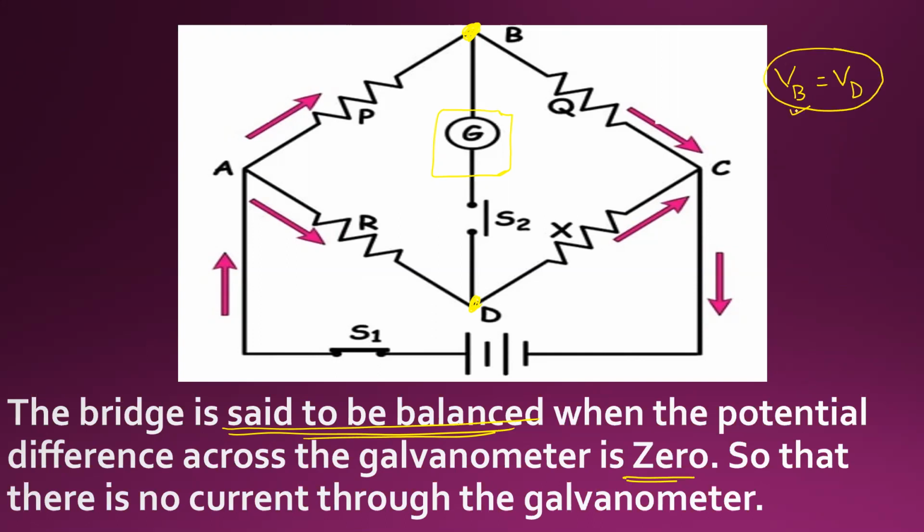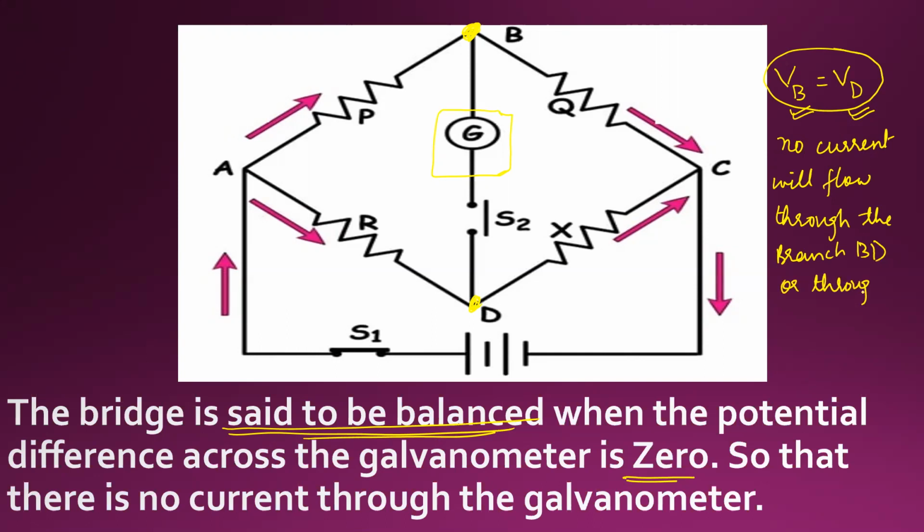If the potential at B and the potential at D are the same, that means no current will flow through the branch BD, or through the galvanometer. What is a galvanometer? A galvanometer is a device which is used to detect current.